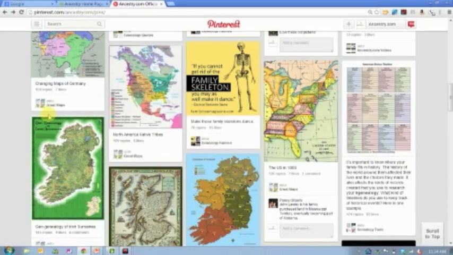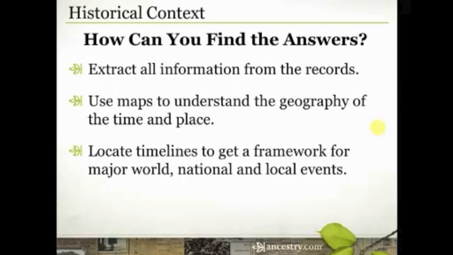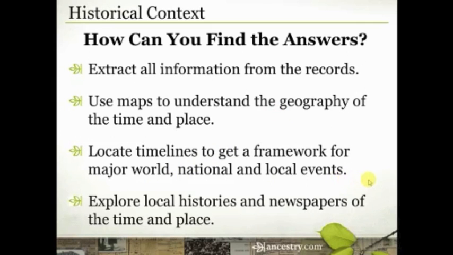Again, if you just go to Pinterest and search for Ancestry.com, you should find our Pinterest account, and I've tried to pin some things that are helpful, but you can also just do your own Google searches. If your family comes from other countries and you want to look for timelines of major historical events there, Google can be your friend, or any search engine really.